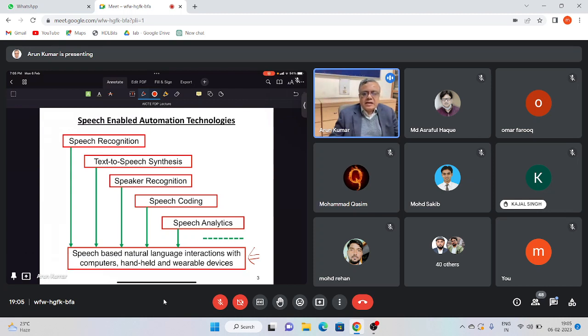So we want to analyze several aspects from the speech signal, because the speech signal is not just about the message content, it contains other information also, like the gender of the speaker, the language, the emotion of the speaker, and all these things can be inferred from the speech signal, which constitutes the topic of speech analytics.